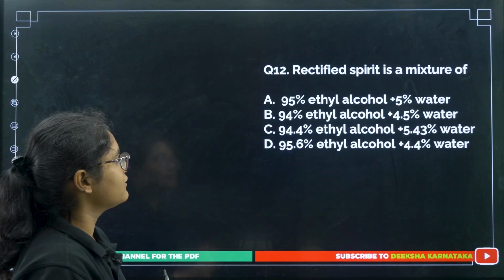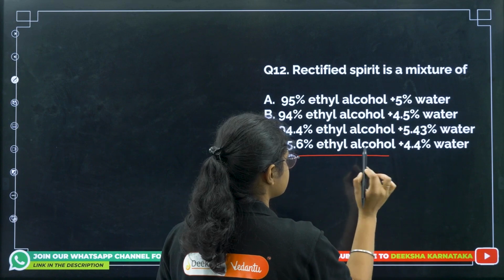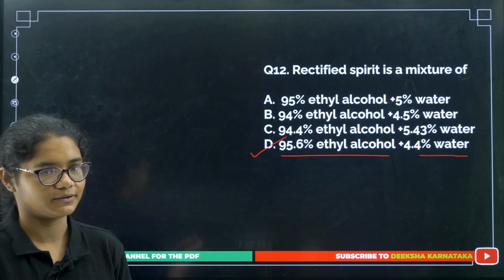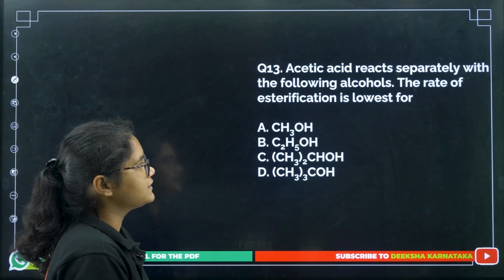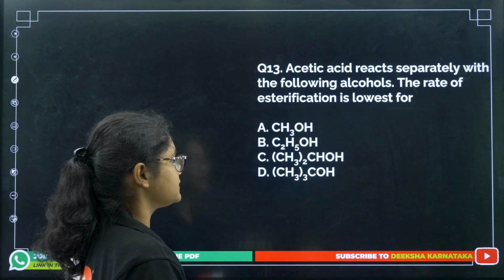Next, rectified spirit is a mixture of. So rectified spirit is a mixture of 95.6% ethyl alcohol and 4.4% of water. Option number D. Next, acetic acid reacts separately with the following alcohols. The rate of esterification is lowest for.